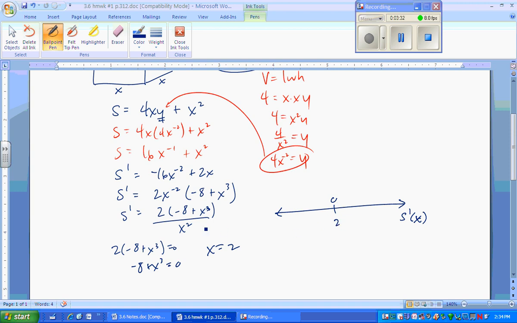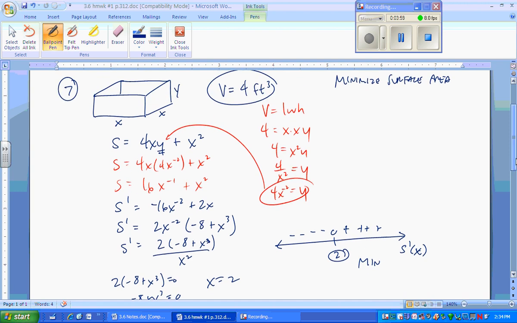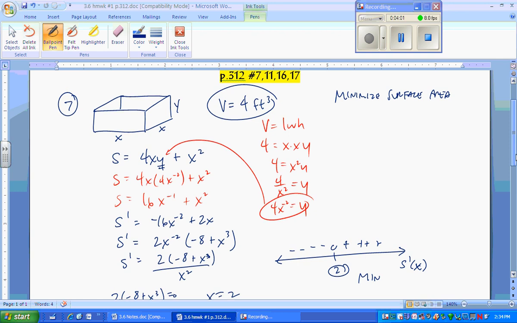So our derivative of S of x is equal to 0 when x is 2. If we put something in less than 2, like 1, negative 8 plus 1 cubed, that's going to give us a negative number on top. 1 squared on the bottom is positive, so we're going to get a negative derivative to the left. And if we put a number bigger than 2, like 3 in here, we're going to get a positive over a positive. Which tells us that the graph is decreasing, then increasing. So at this point, we do have a minimum. So we have a minimum at x equals 2.